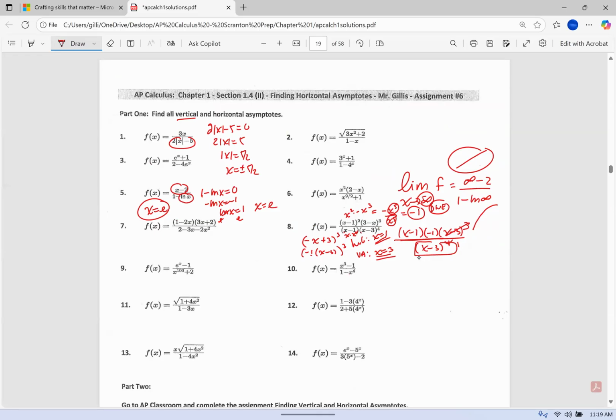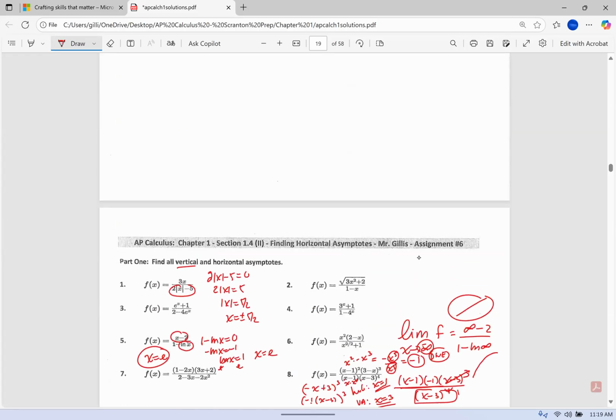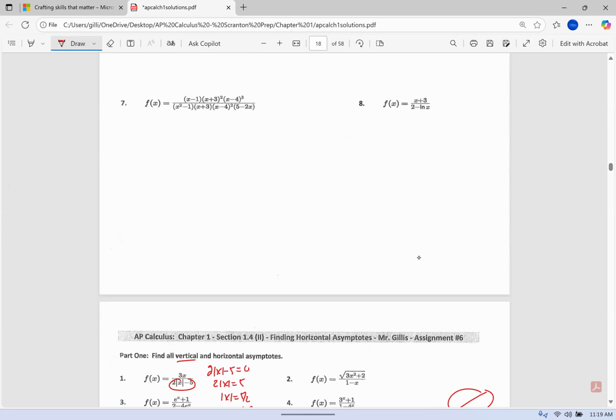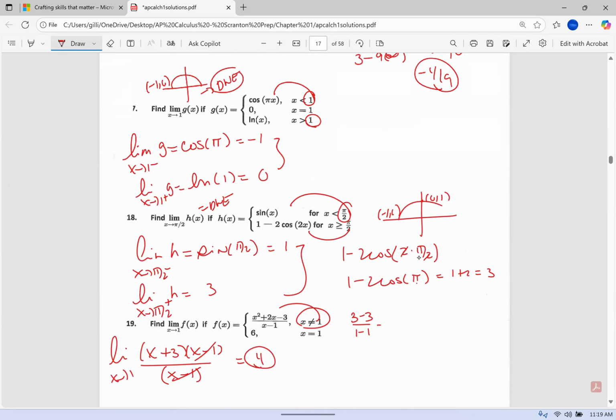Okay, so again, I hope that helps finding vertical and horizontal asymptotes, as well as a review there on limits.